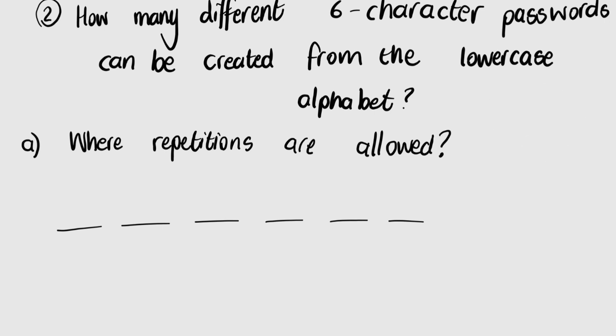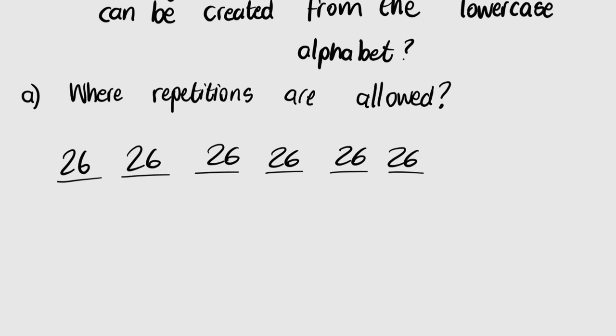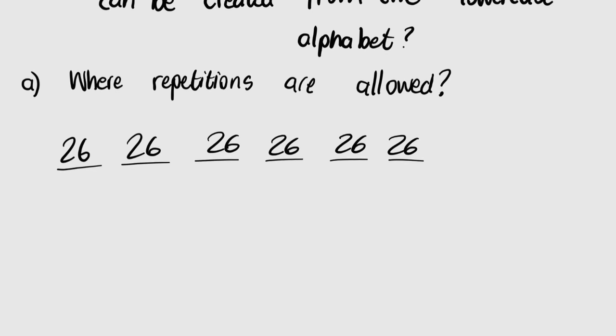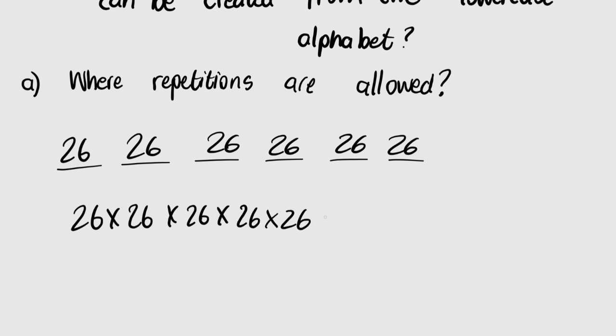So then it's 26. For the first one, we have 26 options. And since repetitions are allowed, it's 26 again and 26 again, 26, 26, 26, right? And so by the multiplication rule, it's going to be 26 times 26 times 26 times 26 times 26 times 26, and that is just equal to 26 to the power of 6. Yeah, that is the answer for that one.